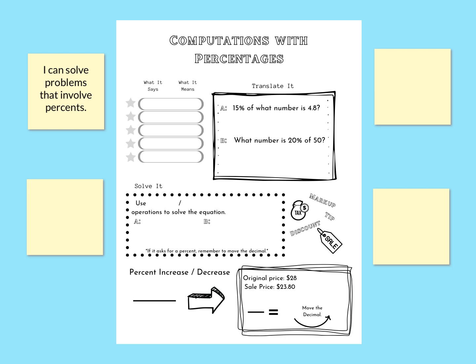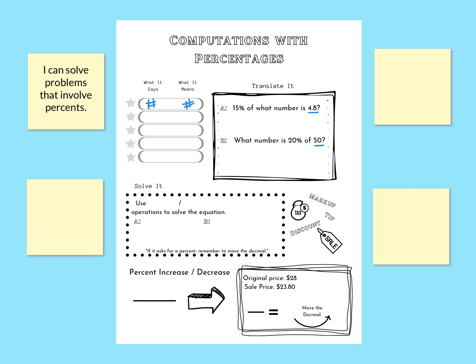So off to the left here, let's start with the easiest thing. If it gives us just a plain number, we're going to leave that number the same. So for example, this 4.8 is going to stay 4.8, and this 50 is going to stay 50.